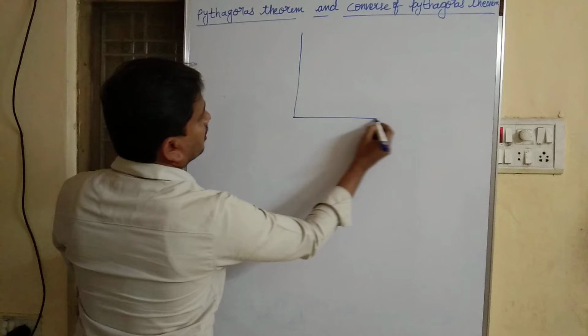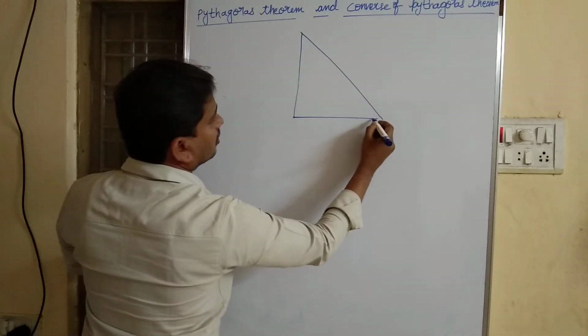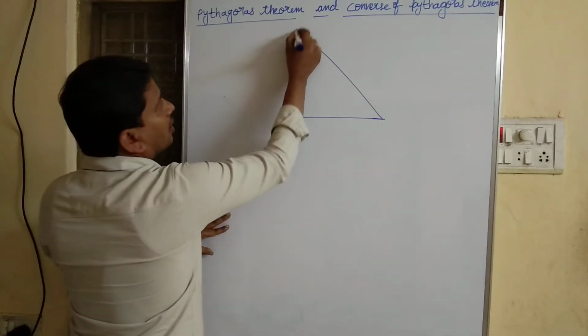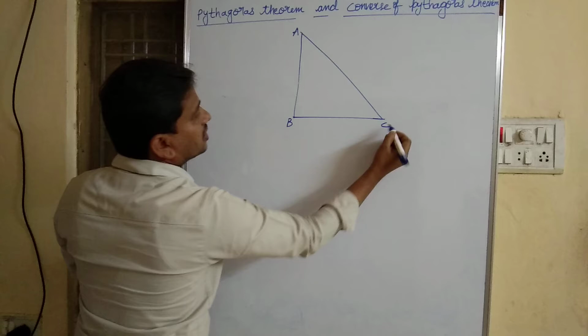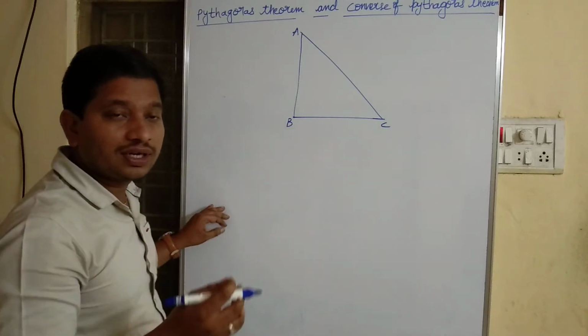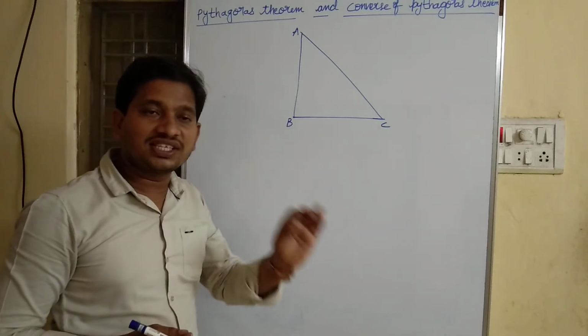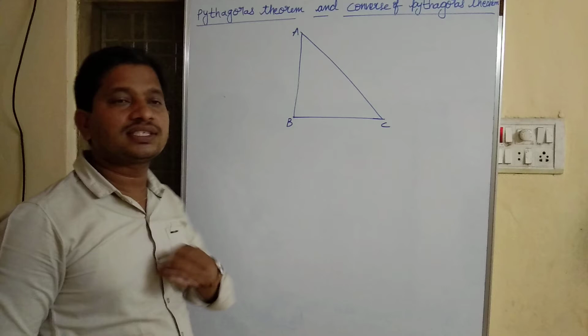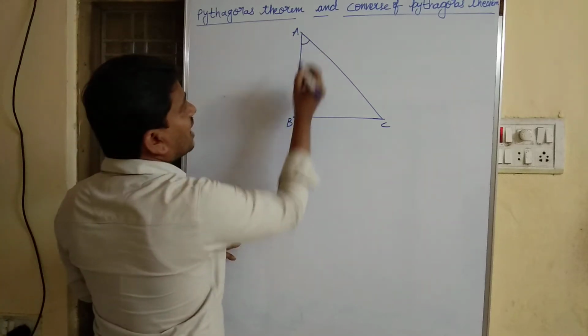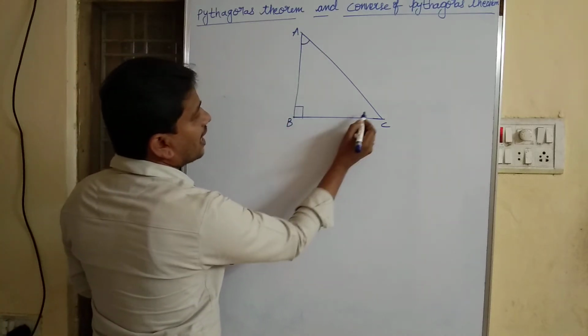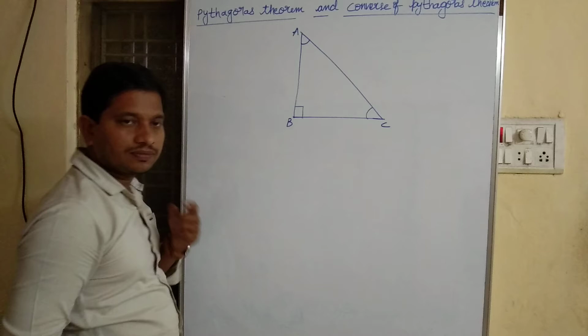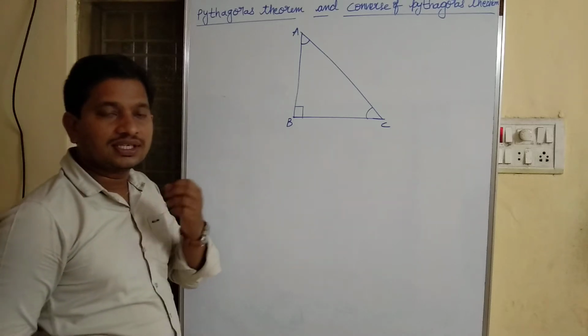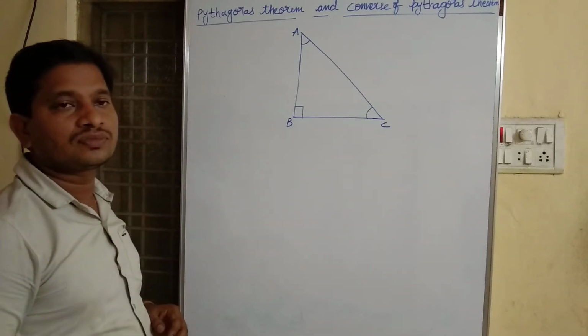See, this is a triangle ABC. As we know that a triangle has three sides and three angles. This is angle A and this is angle B and this is angle C. It has three sides and three angles.